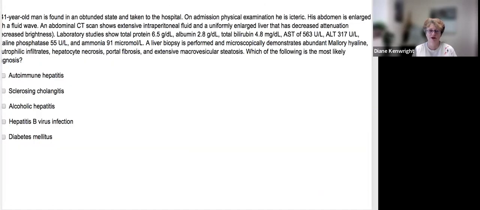Let's try a multiple choice question. So here we go, problem representation. A 41-year-old man is jaundiced with an enlarged abdomen with a fluid wave, i.e. a 41-year-old man is jaundiced with ascites, has an enlarged liver. These are all American units, but basically he's got a low albumin, a high total bilirubin, a high AST and ALT. His ALK phos is okay, and his ammonia is a bit up. A liver biopsy demonstrates abundant Mallory hyaline.